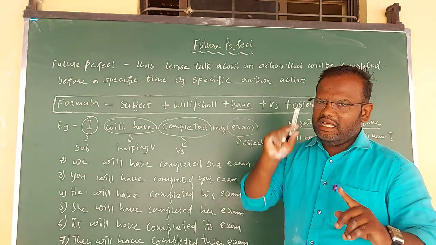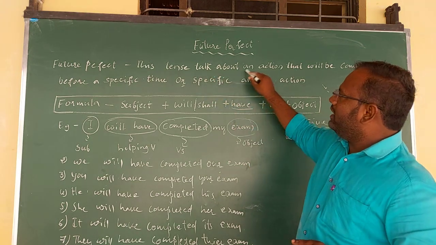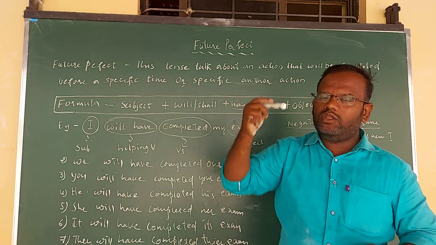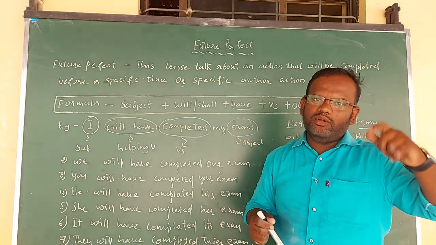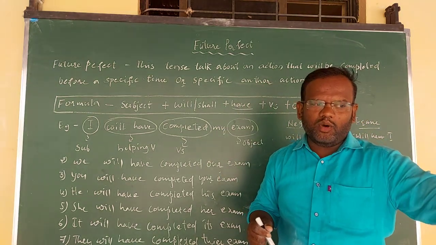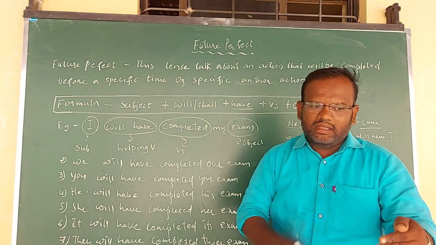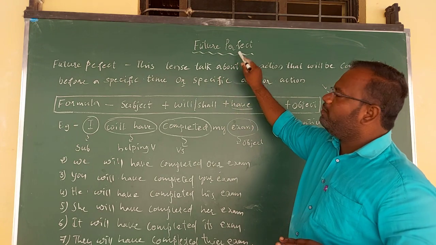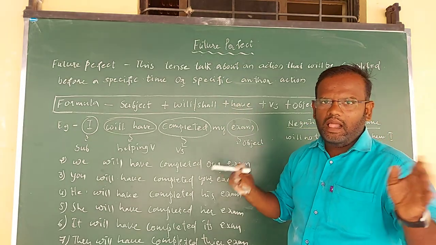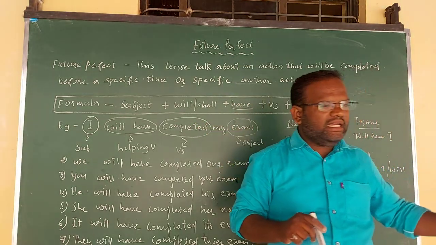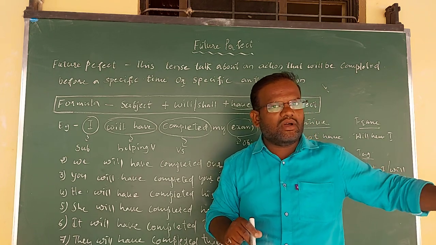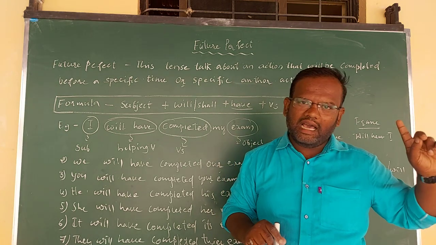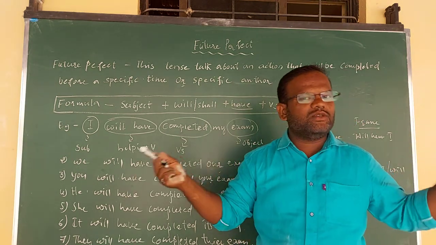Hope you are understanding. Here we are talking about the future, but we know the specific time, and after this time, or within the short of this time, the action is going to come to an end. So there we need to use this future perfect tense. See, I will have completed this class after 1 hour. I know very well that the class is going to continue for 1 hour, and after finishing 1 hour the class is going to end.